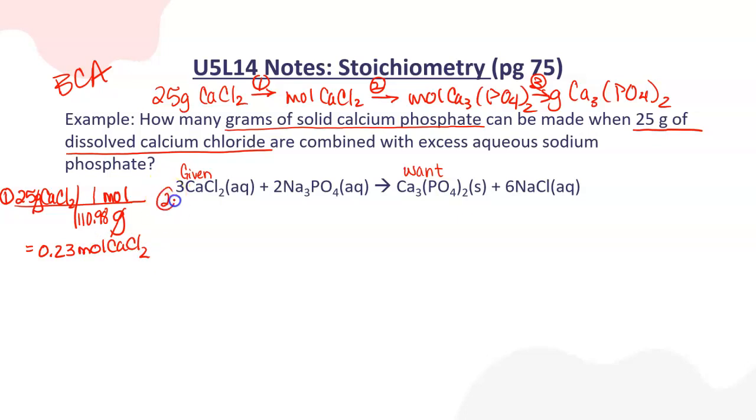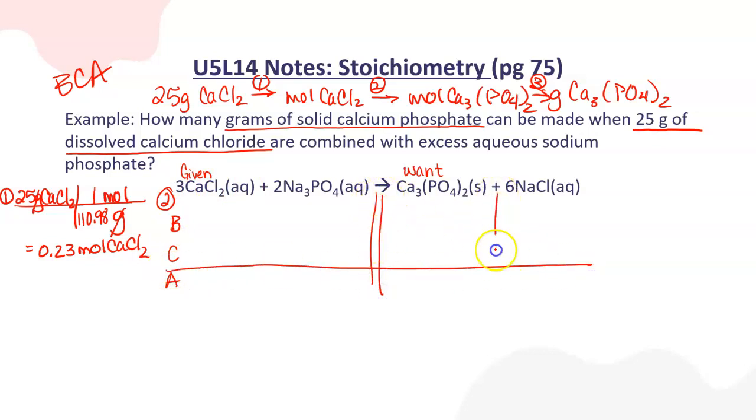Now I'm going to do my second step, which is the BCA table. BCA, writing it underneath the reaction to help set everything up. No products before. Assume no reactants after until we update. And then I fill in my given. I am given calcium chloride, so this is going to go in the before because it's a reactant. I don't have any reactants after. So 0.23 before. Now I'm going to bring down my coefficients.